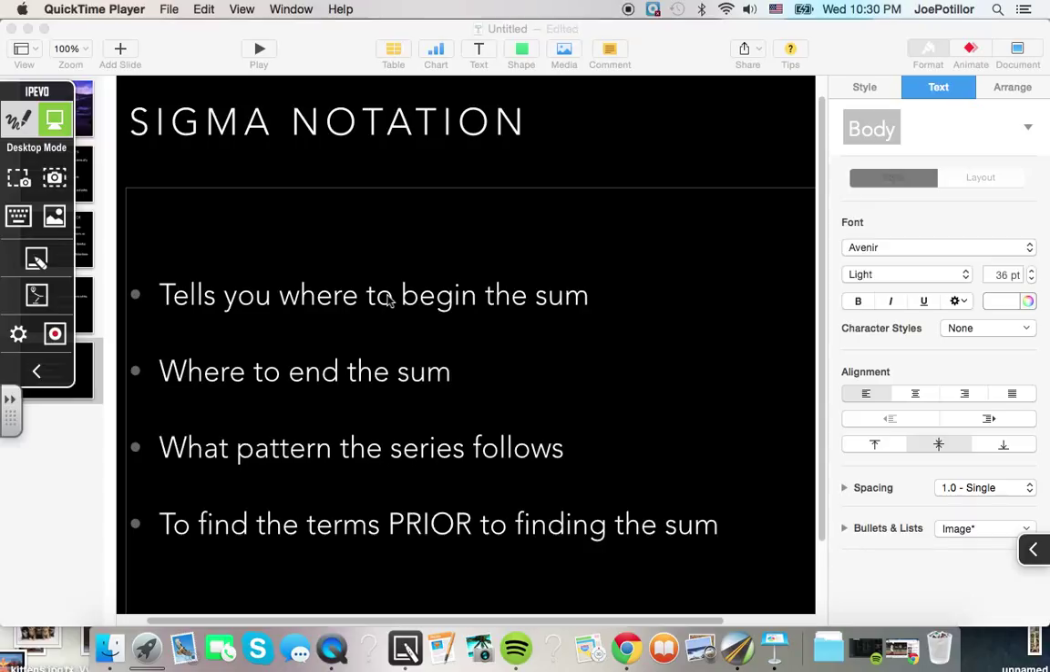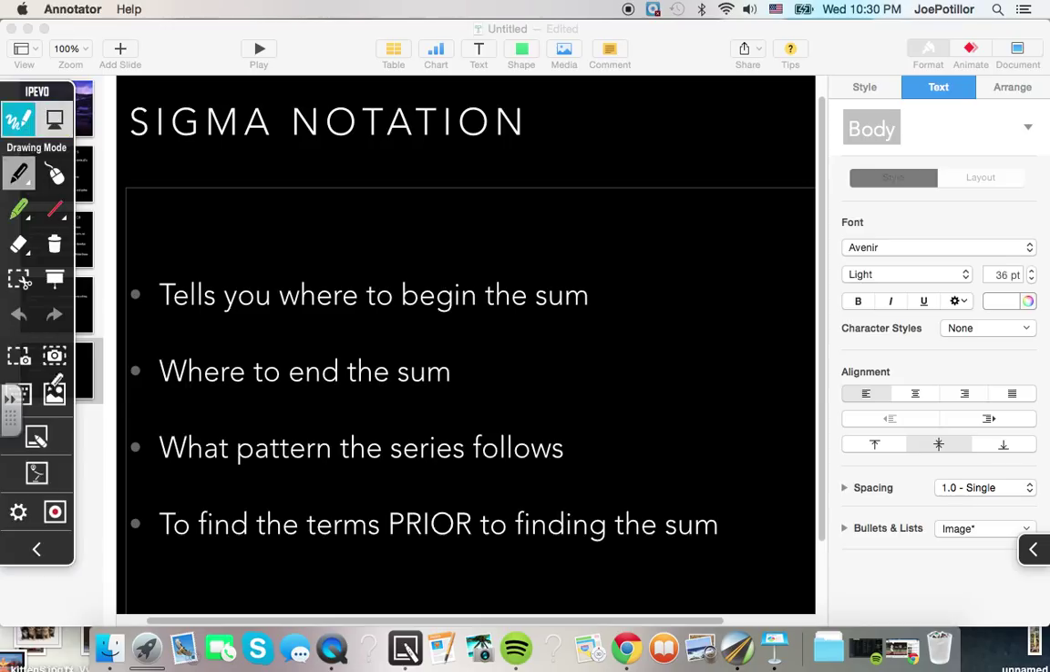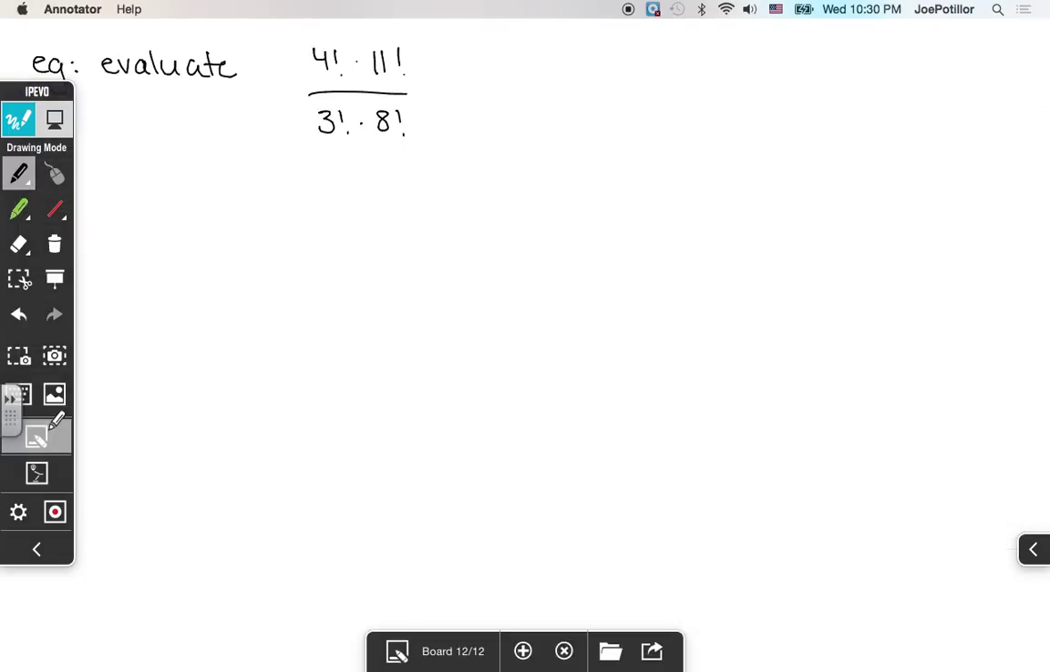So I last left you, we were talking about how to find a sum. We're going to have you find this factorial notation problem, then we'll talk about cyclic notation.